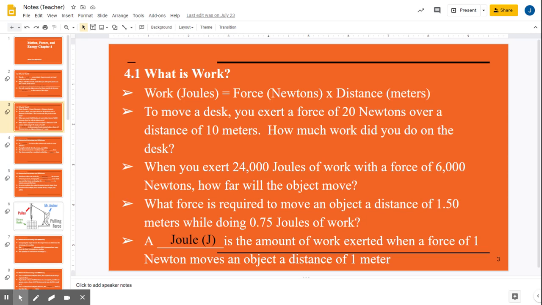I showed you a little bit of math that we did with work. Work is measured in joules. It is equal to a force times a distance. Forces are given a unit of newtons, which is named after Isaac Newton. So there was a little bit of math that we went through on here.